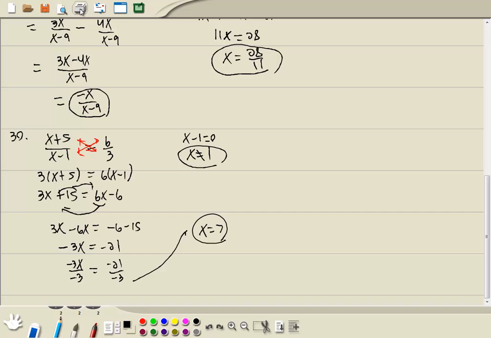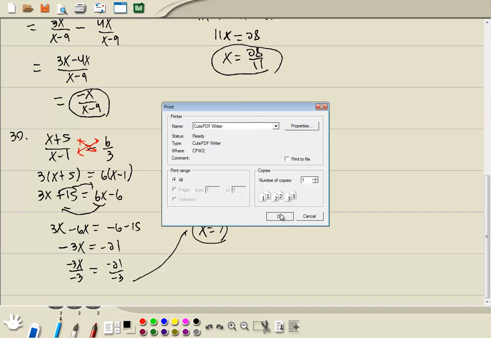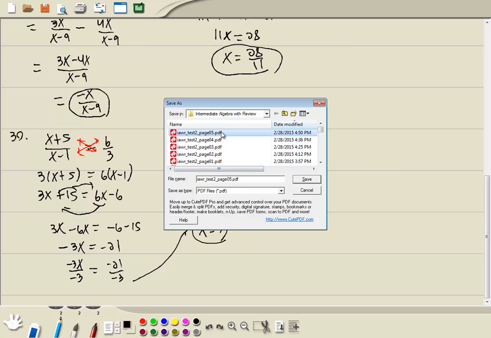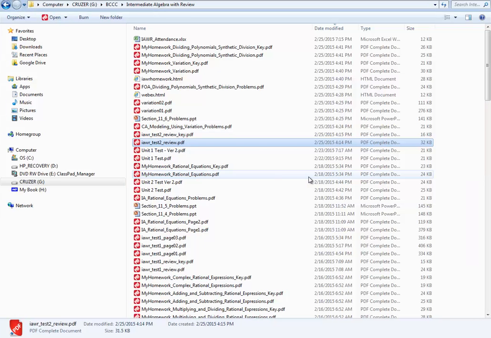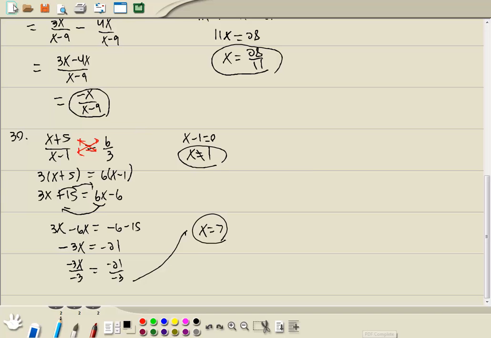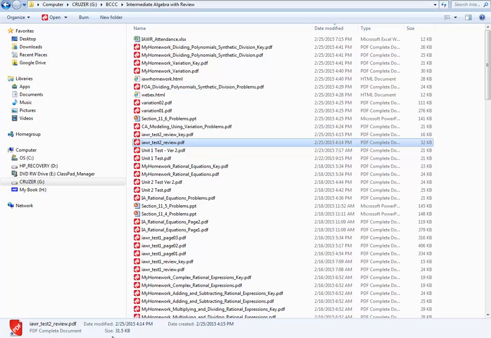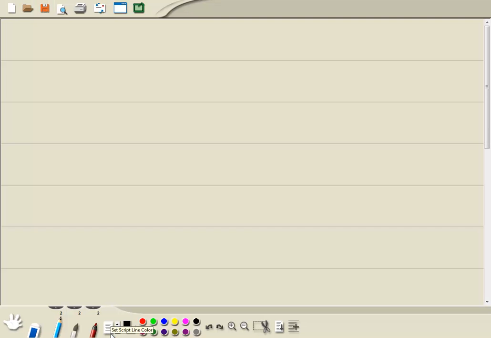Okay, now I'm going to do one more that's not on the review that you need to know for the test, just to refresh your memory on long division. Start a new page here. There we go. Okay, so we got, let's see, x plus 1, and then x to the third minus 7x plus 2.